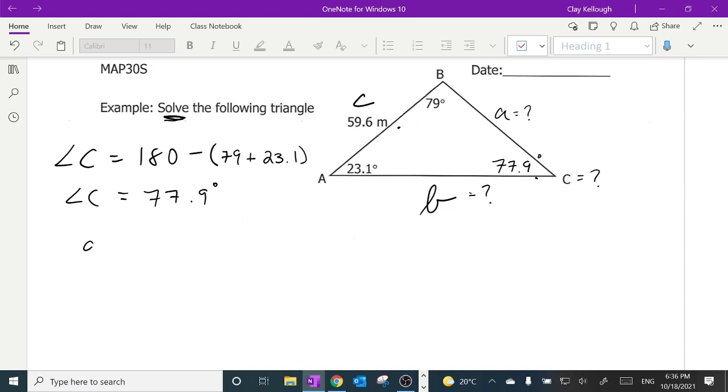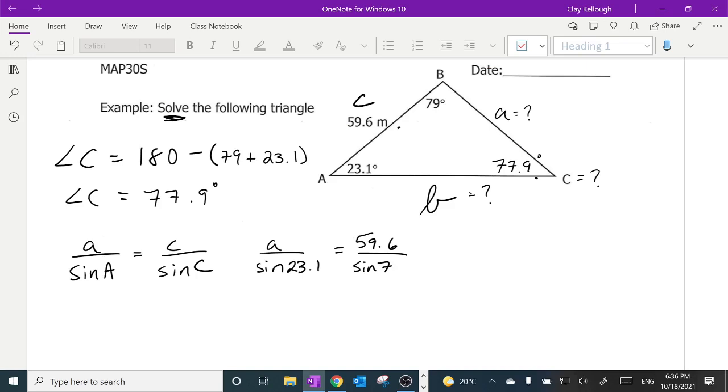Let's do A first. A over the sine of A equals c over the sine of C. So I'm going to put in my numbers. I don't know A yet, but I know the angle A is 23.1. And c is 59.6, the side up here. And angle C is 77.9. There we go. So now I'm going to solve for A by cross and multiply. So a equals the sine of 23.1 times 59.6 all over the sine of 77.9.